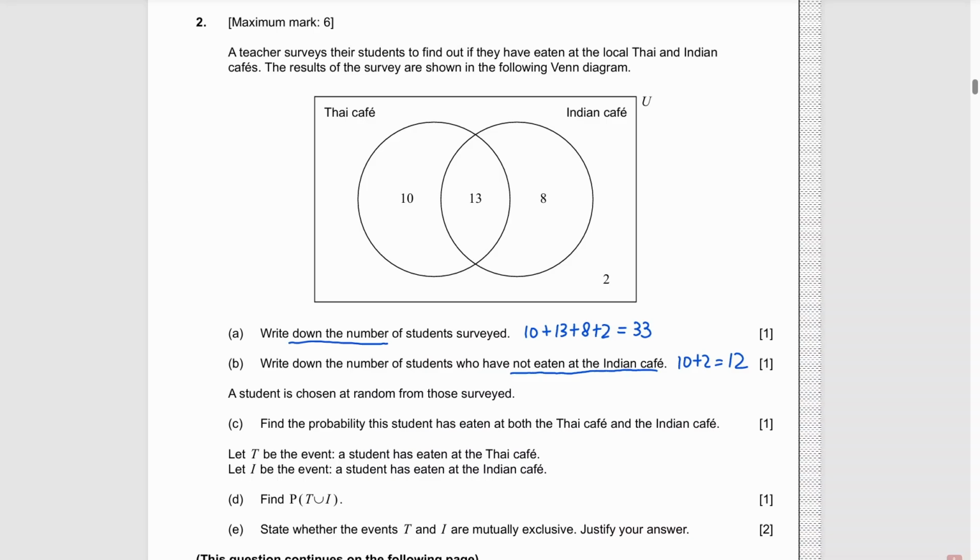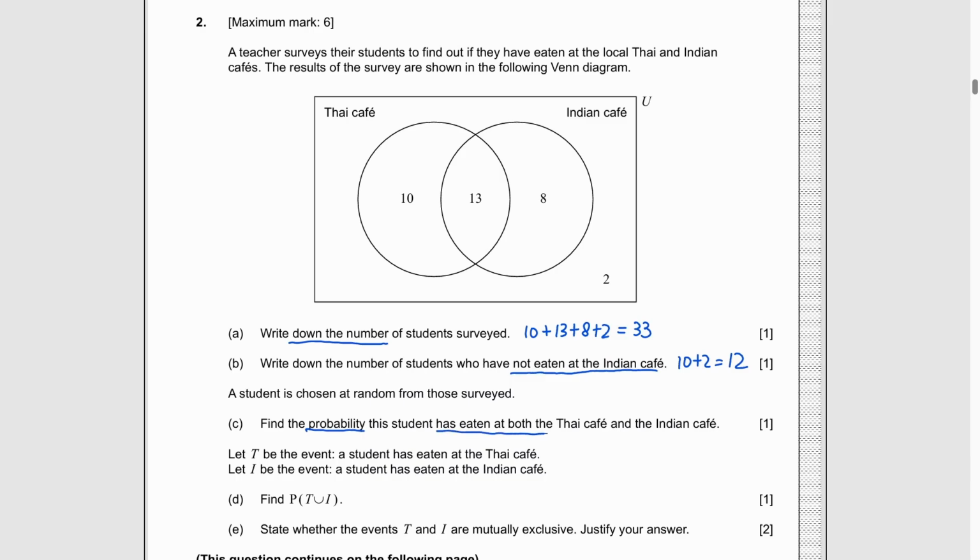Part C. The probability that a student chosen at random has eaten at both cafes is the number in the intersection, 13, divided by the total number of students. Part D. Let T be the event that a student has eaten at the Thai cafe, and I be the event for the Indian cafe. We want P of T union I. That's just 31 over 33.